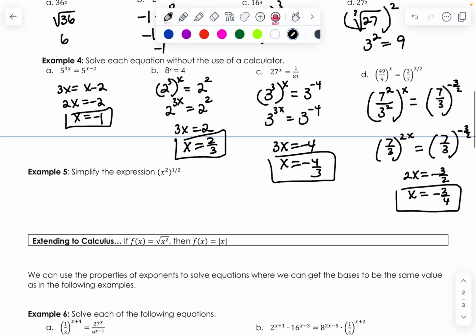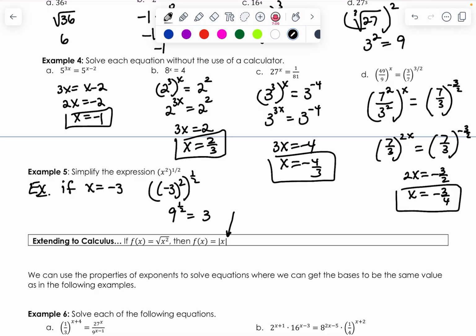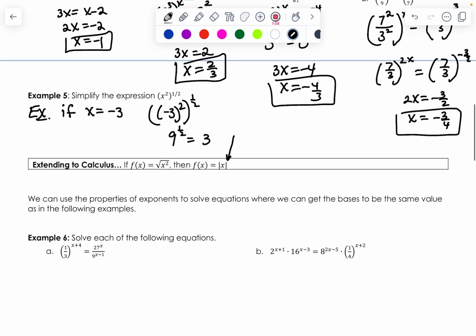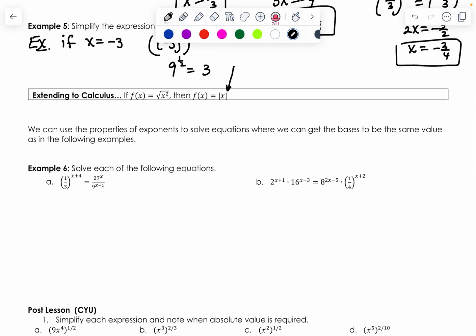All right, so in this one, I want to do this with an example. So if I let x be negative 3, so I take negative 3 squared, which is 9 to the 1/2, that's 3. So here's what I want you to gain from this. You've got to be careful when you are taking the square root of x squared. It's actually equal to the absolute value of x. So just be careful with that.